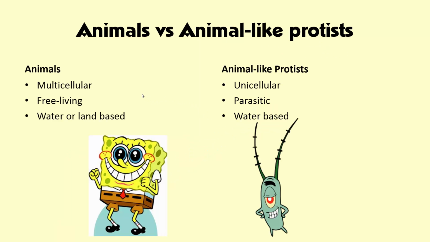So first things first, what are animals versus animal-like protists? Well, SpongeBob here actually is an animal. He belongs to the phylum Porifera. And then Plankton is a representative of an animal-like protist. Now, not all planktons are animal-like protists. We actually have several kinds of things you would classify as plankton.